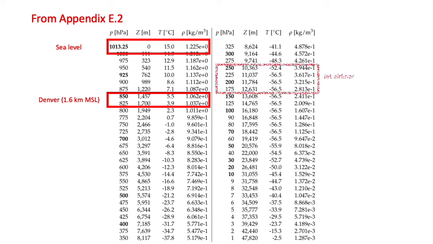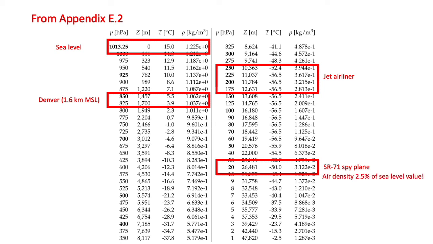And again, we can work our way up to jet airliners, which are going to be up around 11 kilometers or so, and have pressures ranging from 175 to 250 hectopascals. The temperature in the standard atmosphere would be a pretty chilly minus 56.5 degrees Celsius. And the density of the air at that point is getting down to about 0.3 to 0.4 kilograms per meter cubed. And there we have the SR-71 spy plane way up there, where the air density is only about 2.5% of sea level.